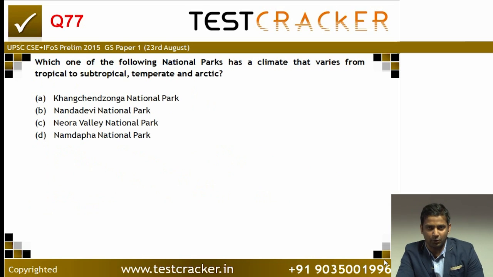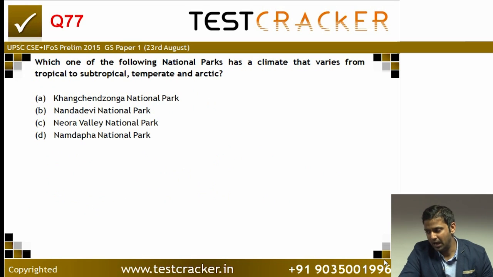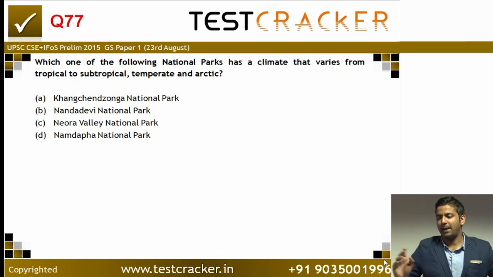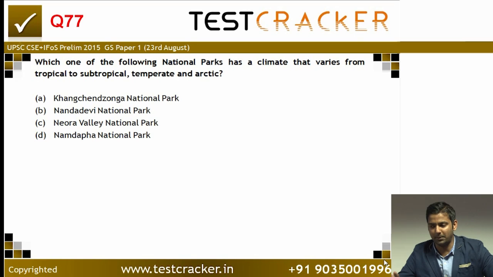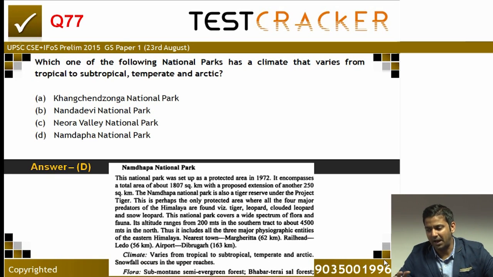Question 77, the second question from national parks, right? You need to memorize national parks, where they are, what kind of climate they have, what species they support. Surely this is something you should be doing. Now, this one is talking about which has a climate that varies from tropical to subtropical to temperate and Arctic. So we are talking about 4 different kinds of climate in one. The answer is Namdapa National Park. This is the one which has all these types of climate.